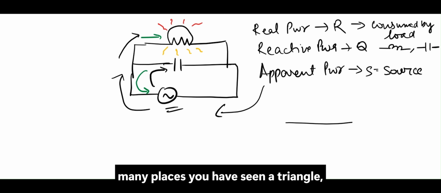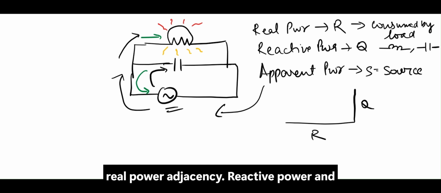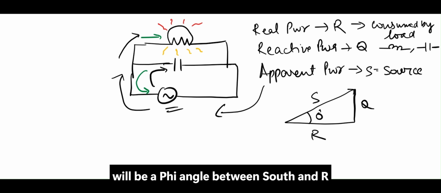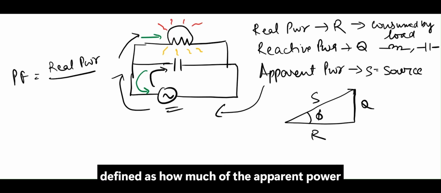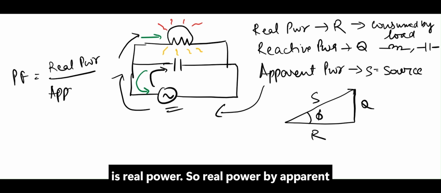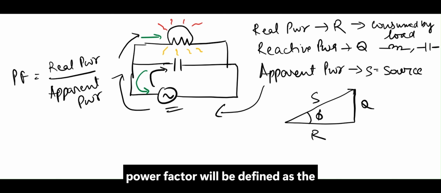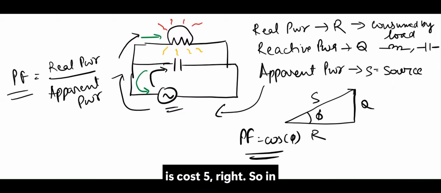So in many places you have seen a right angle triangle, where the base is real power, the adjacent side is reactive power, and the hypotenuse is apparent power, and there will be a phi angle between S and P. Now my power factor will be defined as how much of the apparent power is real power, so real power by apparent power, and if you take the triangle, the power factor will be defined as the cosine of the angle between S and P, which is cos phi, right?